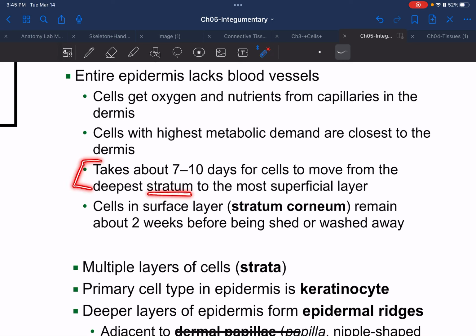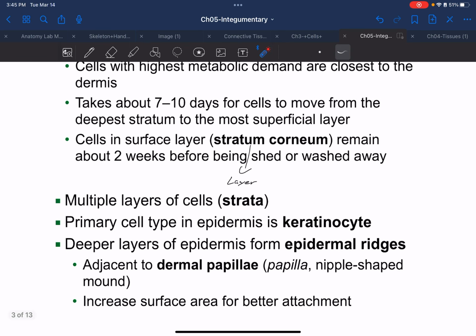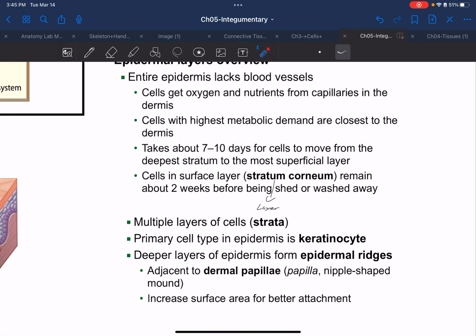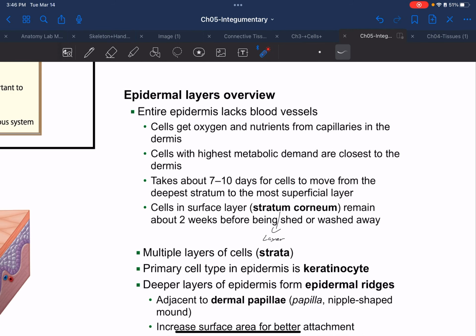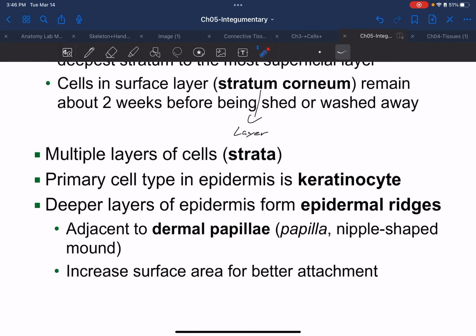We'll see what this word means in a second. And so the cells in the surface layer, the most superficial ones, are going to be referred to as stratum corneum. This word stratum means layer in Latin. As we see here, it's already here for you. Layers, strata. And so they are the most metabolically demanding because they are undergoing mitosis more often than a lot of the cells in our body. So they require a lot of nutritional input from the dermis.